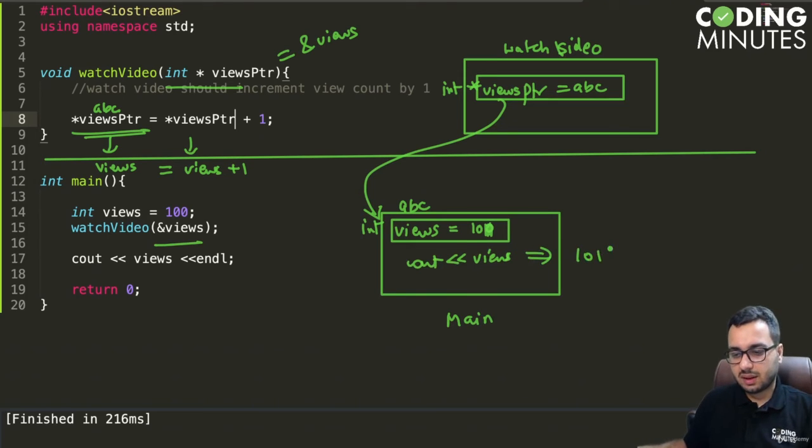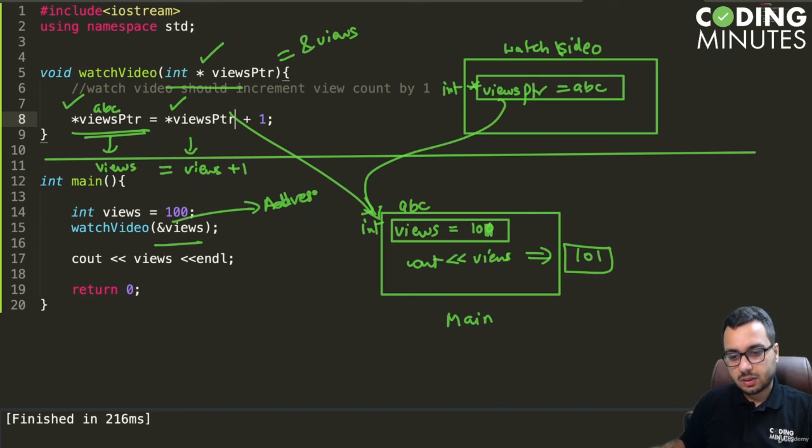So this is how pass by reference works. Instead of passing the object, we are passing the address, and using that address we are directly making changes at that particular address using this dereference operator. So here we used all three operators. This is a pointer variable, this is a dereference operator, and this is the address of operator.